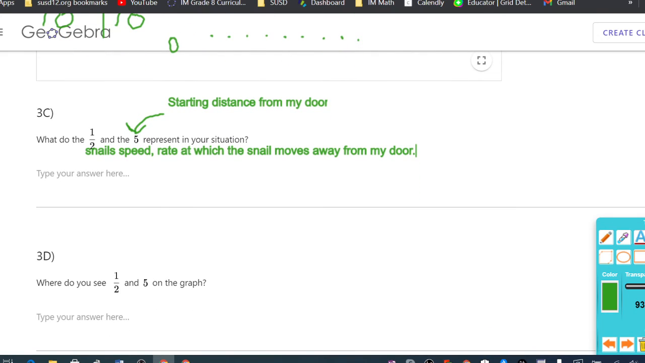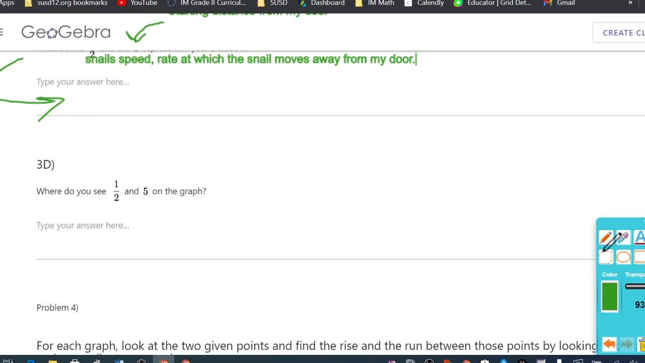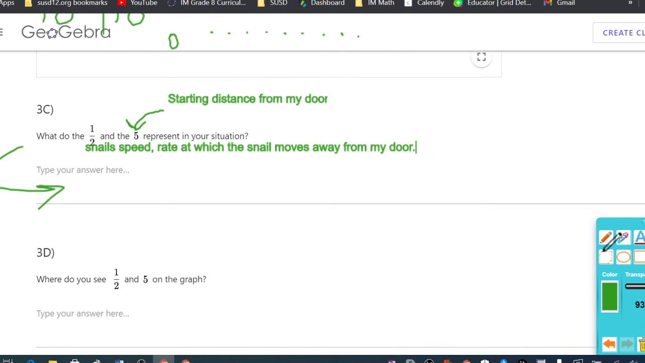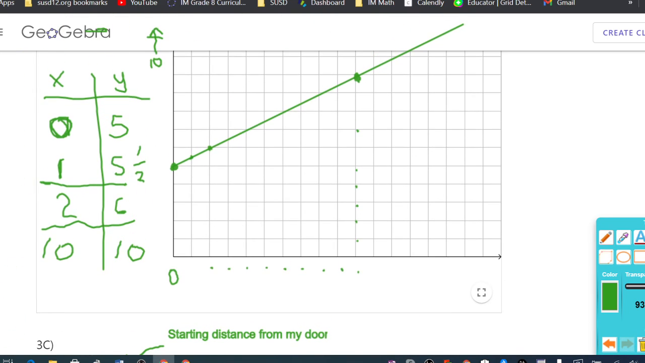Okay, what about your situation? What did you decide? Type your answer here. Next, where do you see 1/2 and 5 on the graph? Well, look again. When x equals 0, y equals 5. That's where we see the 5 on the graph. It is the y-intercept. The y-intercept equals 5.